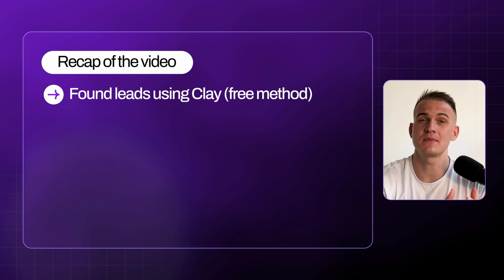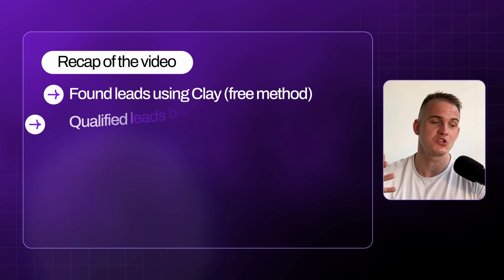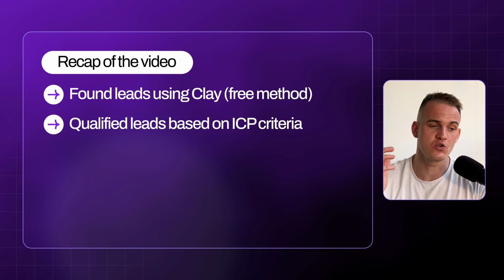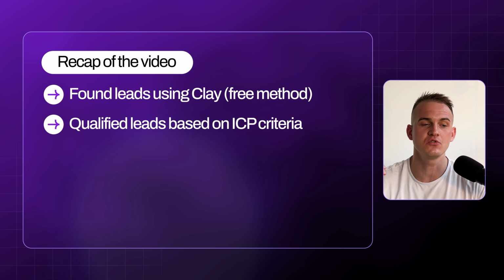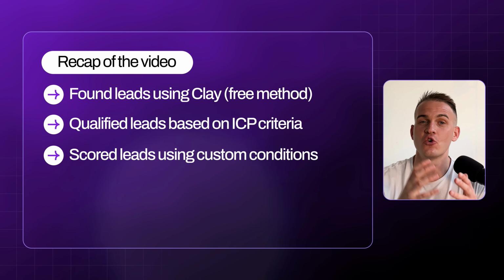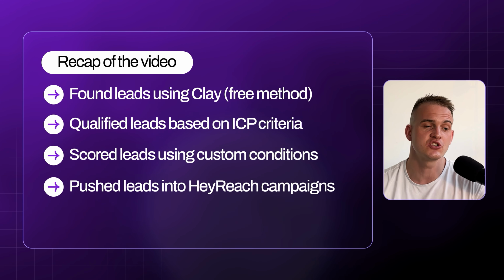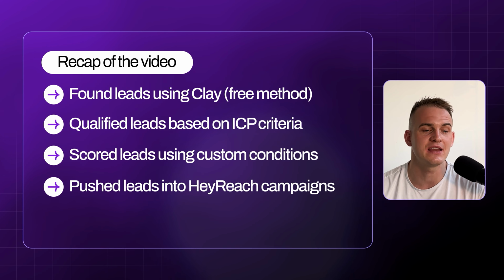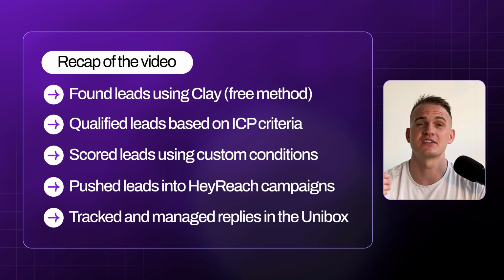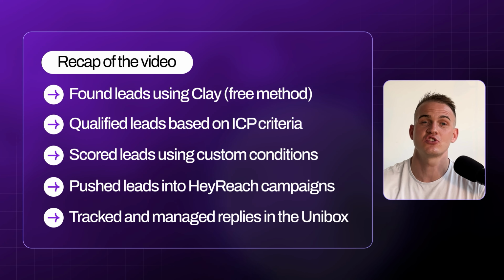So in a nutshell, we talked about a lot of this already. I showed you a free way to find people inside of clay.com. I showed you how to use their AI agent in order to qualify those leads. I showed you how you could go about scoring your leads based on different criteria and how you can then push them into HeyReach before then creating your campaign and tracking the replies coming in inside of your HeyReach Unibox.